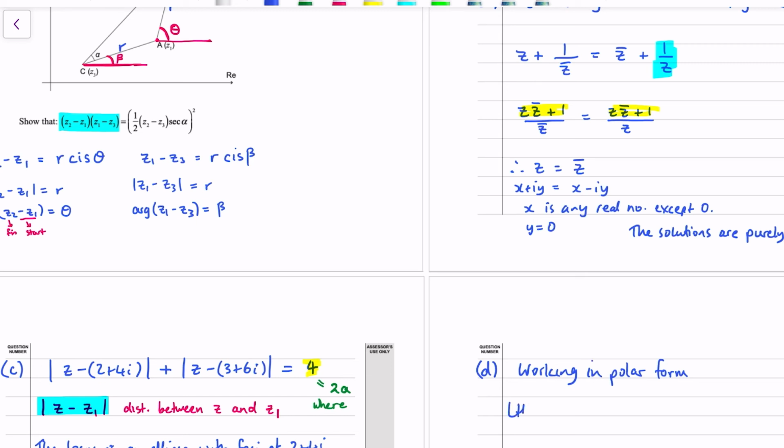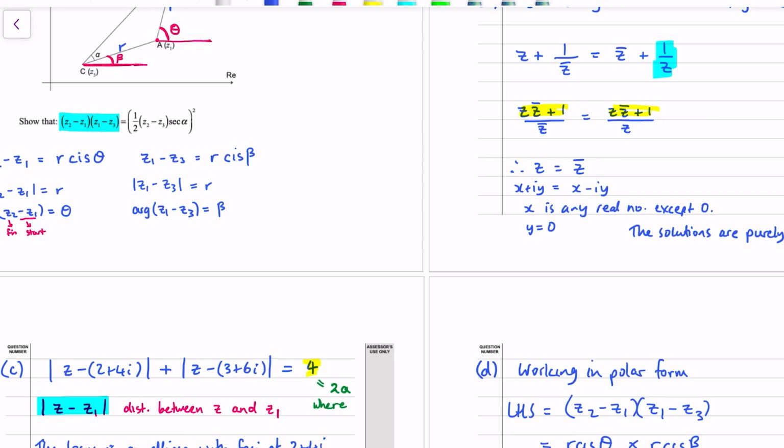got left-hand side is equal to Z2 minus Z1 times Z1 minus Z3, which is equal to R cis theta times R cis beta, which equals R squared cis theta plus beta when we multiply complex numbers in polar form. And the reason I chose polar form was initially because there's geometry involved, but it also makes multiplication quite simple. You just multiply the modulus of each of them and you add the angles.